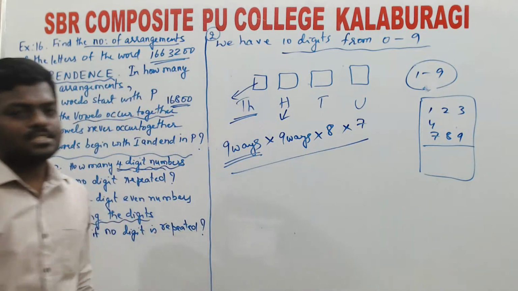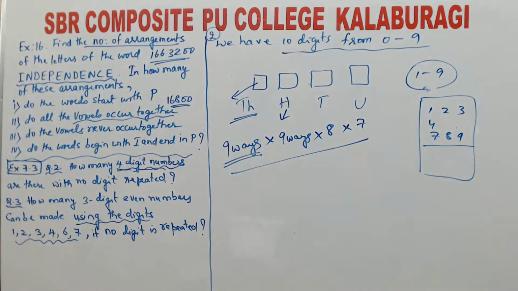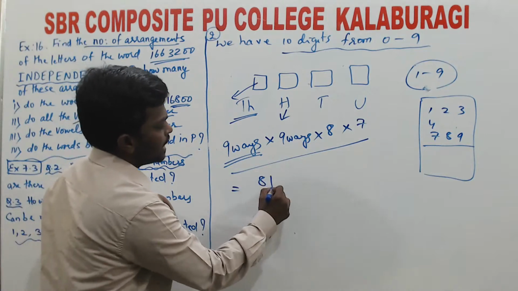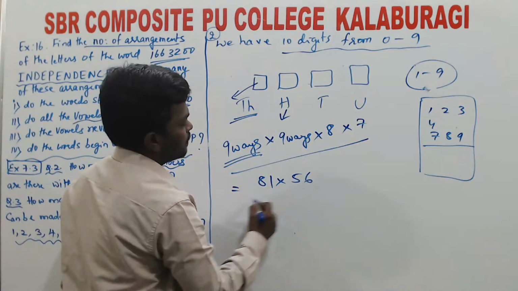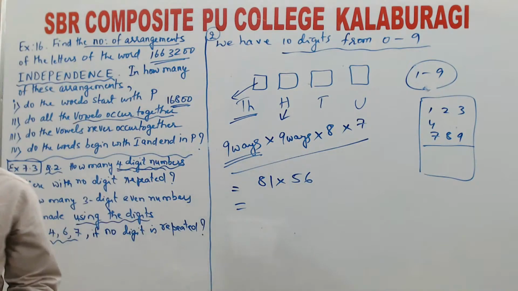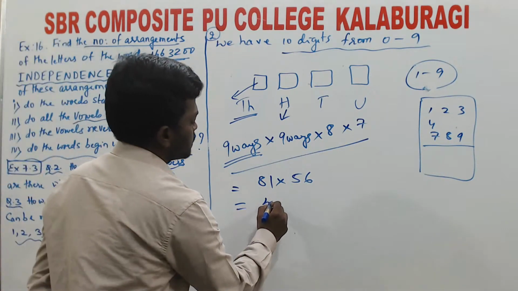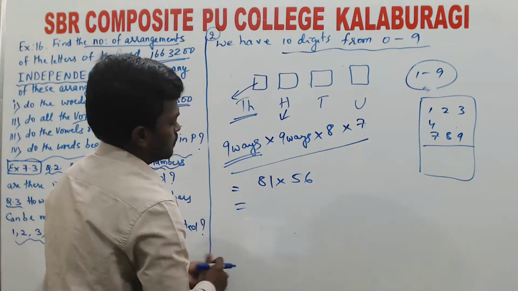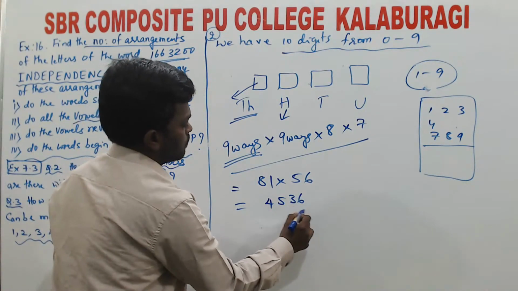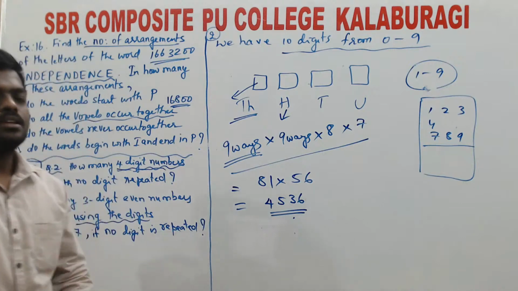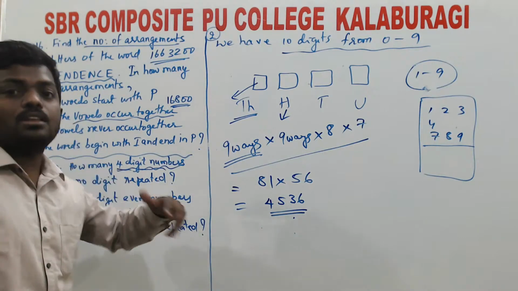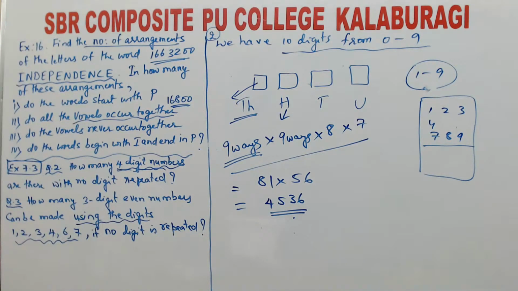Similarly, for the units place, if I fill this one, now 9. So what's the answer? 9 into 8 into 7. Is that clear, students? 9 nines are 81, right? 7 eights are 56. So just calculate and see what will be the answer. The answer will be 4536. The multiplications and all those things you can solve very easily, so let me not go into that.